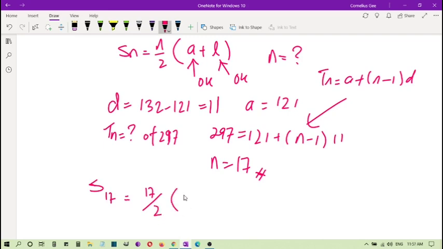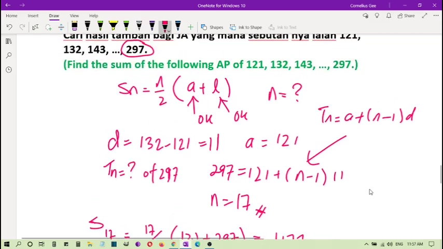A is 121. The last term is 297. And what do you get here? 297 plus 121 divided by 2. So we get 1177. So this is how you find sebutan hasil tambah kalau kita tahu term yang terakhir lah. The only thing is you need to find what is the number of that term to find the answer.